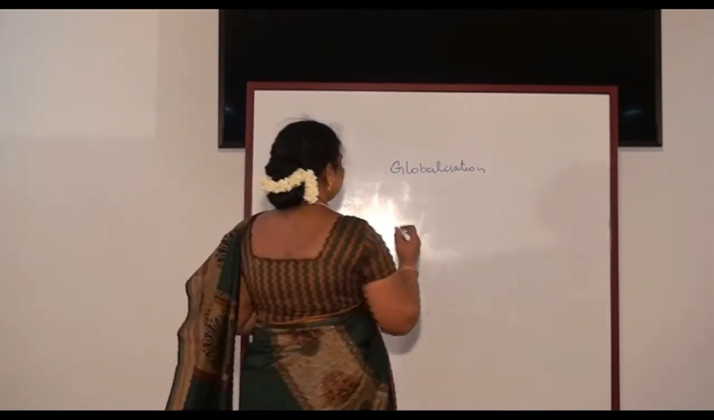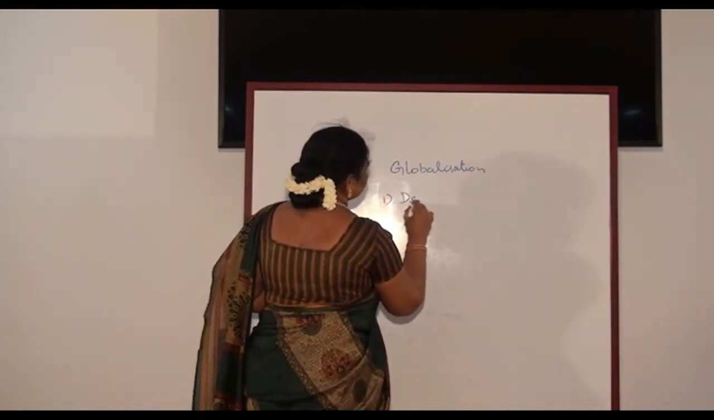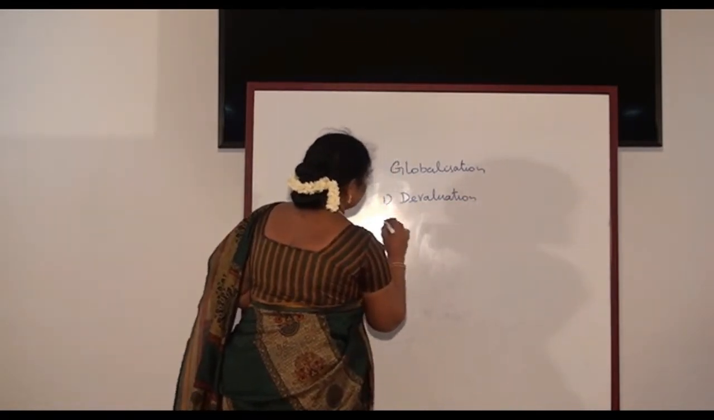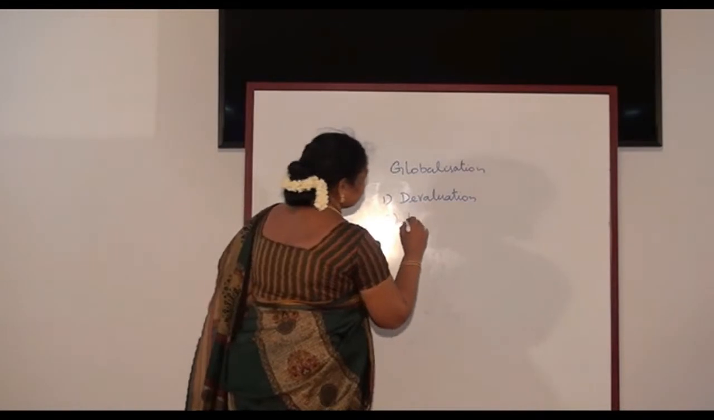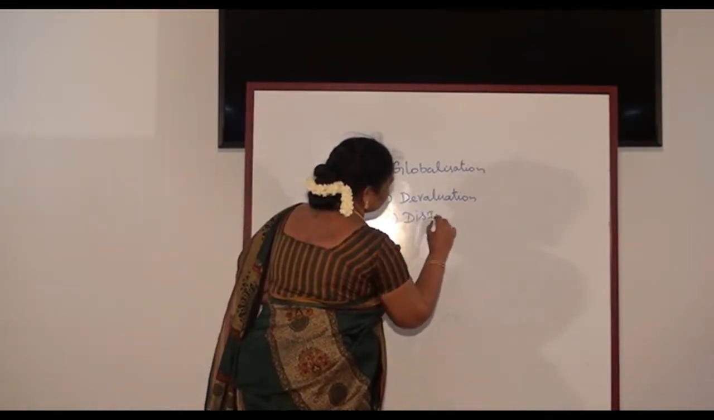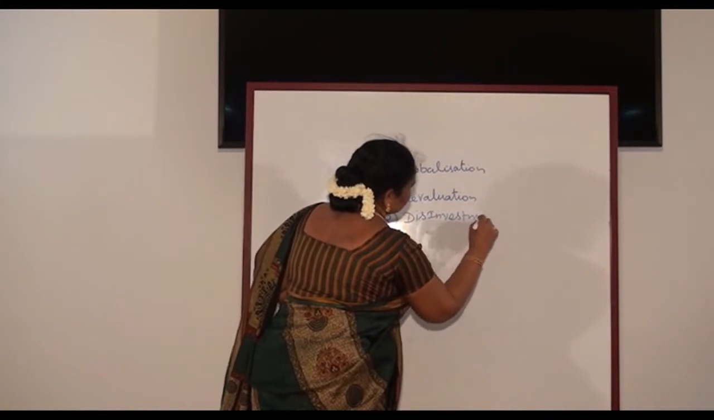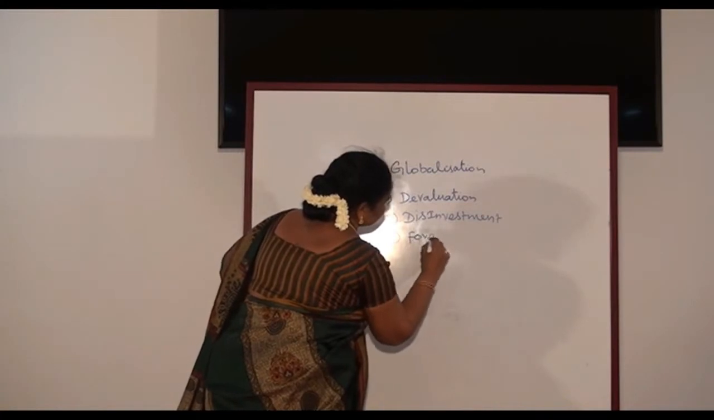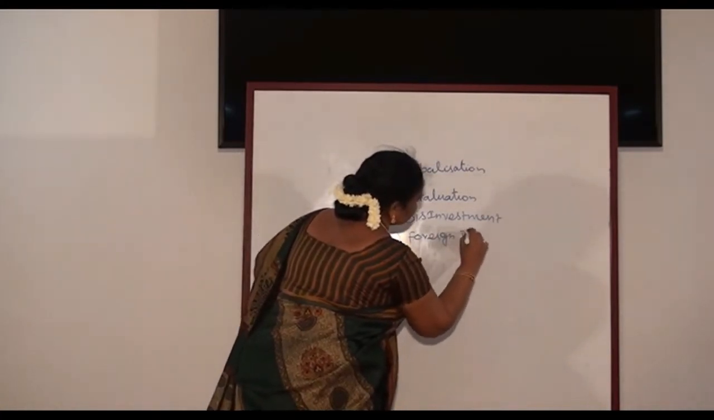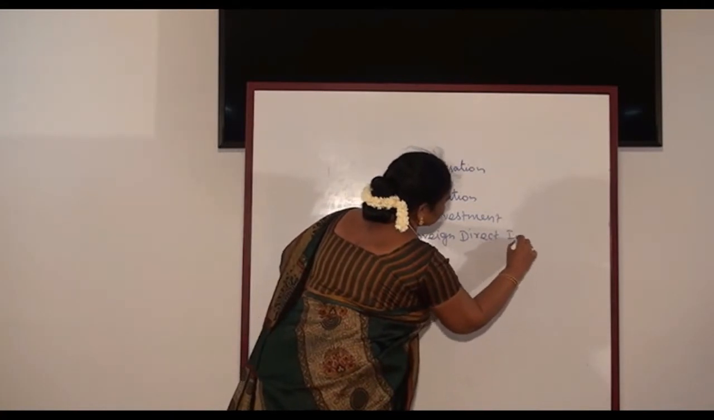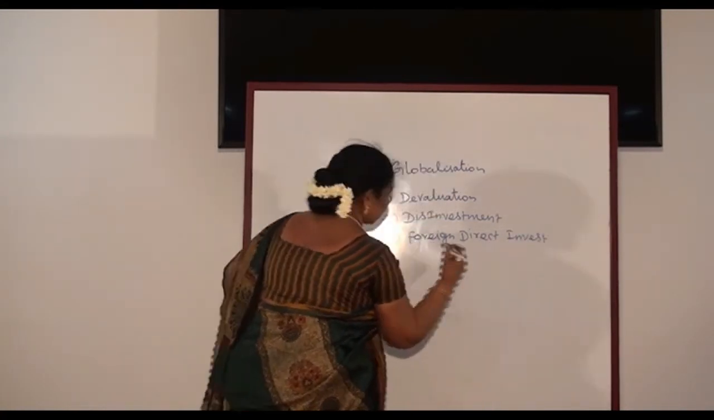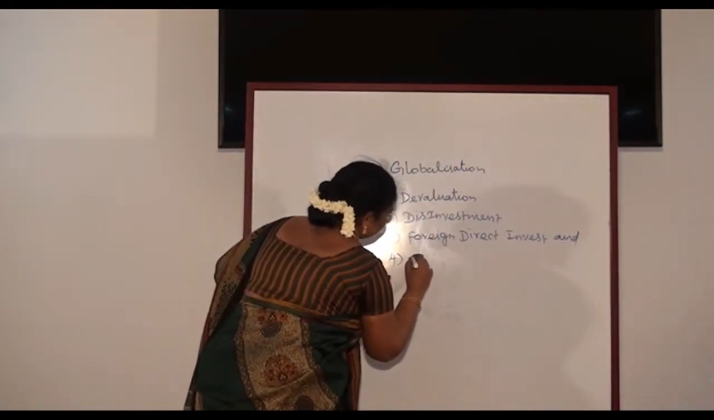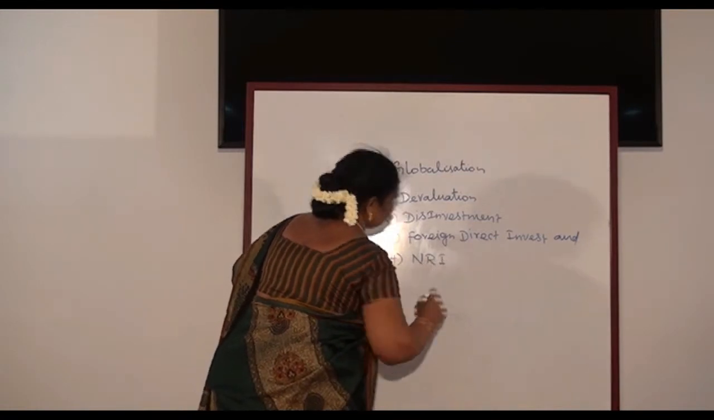First one, that is devaluation. Number two, disinvestment. And number three, foreign direct investment. And number four, NRI, non-resident investment.